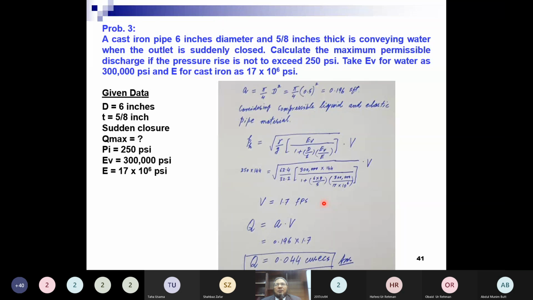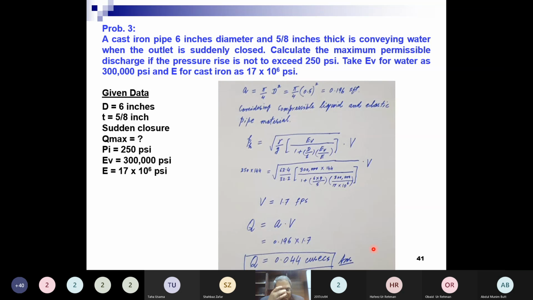So don't allow velocity of flow in the pipe more than 1.7 feet per second. If you allow it more than that, and if there would be sudden closure, then what will happen in the pipe? The dynamic pressure, the hammer pressure, the inertial pressure would be more than 250 psi. And now how we can compute discharge: area into velocity, so that this is the value of the discharge, 0.044 cusecs. So do not allow discharge in this pipe more than this value.